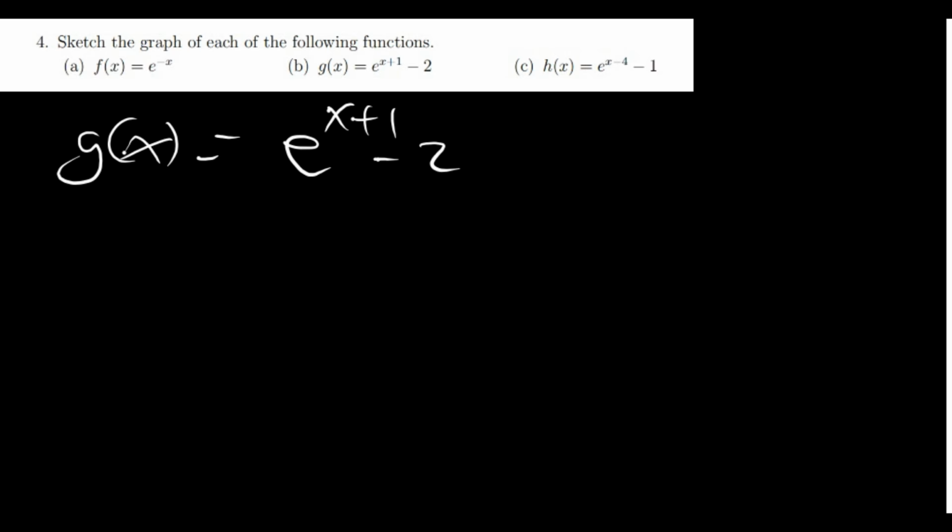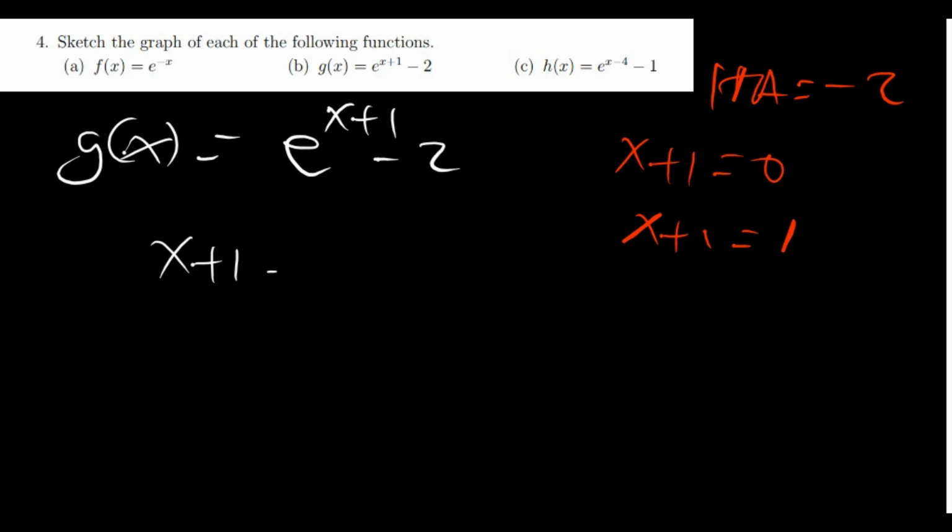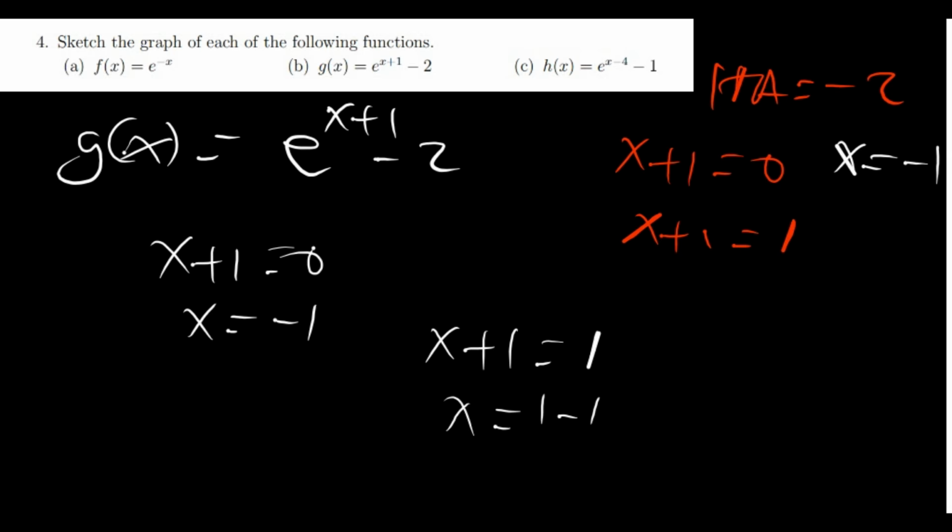Part B, we have g of x, which is e to the power x plus 1, minus 2. Remember, the horizontal asymptote is the number which you have here, which is not an exponential. So the horizontal asymptote is -2. We equate the power equal to two things. So we have got x plus 1 is equal to 0, x plus 1 is equal to 1. Let's solve for x. Let's start with the first one. So x plus 1 is equal to 0, x will be equal to -1. I'll put it here. Next, I have x plus 1 is equal to 1, x will be equal to 1 minus 1, so x will be equal to 0.